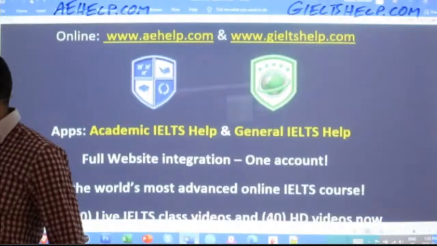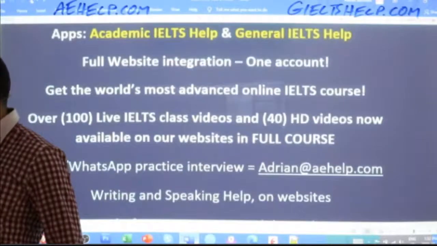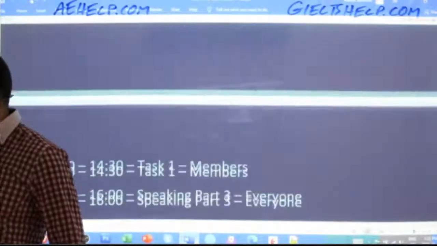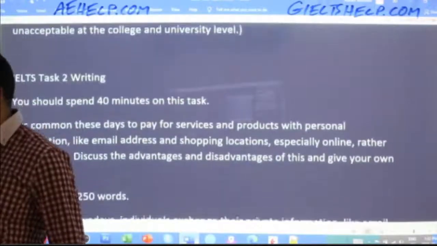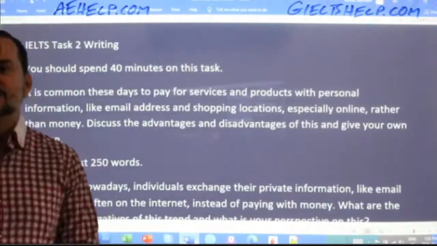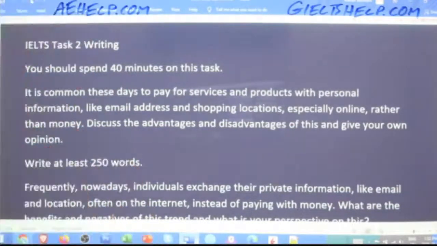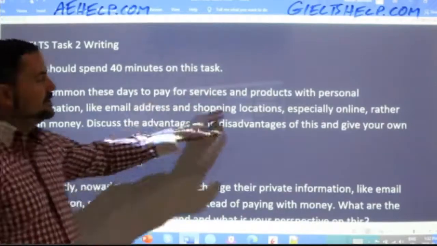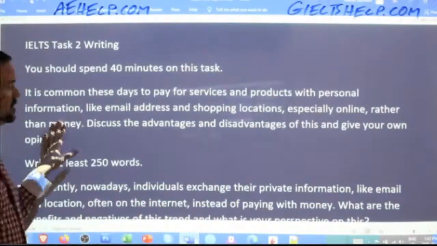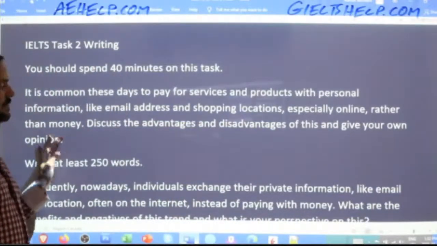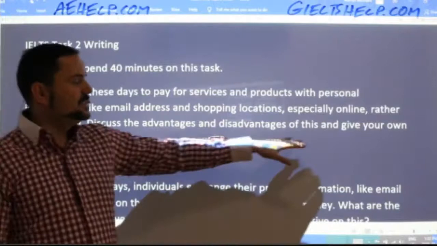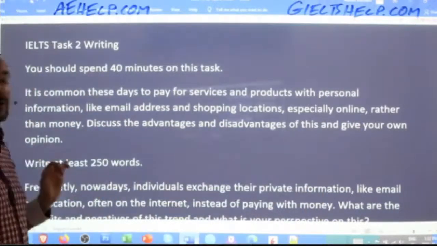Okay, so let's get into our Task 2 members. I know you're anxious about it. It was quite an interesting question that we were looking at yesterday. This is the original question: You should spend 40 minutes on this task. It is common these days to pay for services and products with personal information like email addresses and shopping locations, especially online, rather than money. Discuss the advantages and disadvantages of this and give your own opinion.